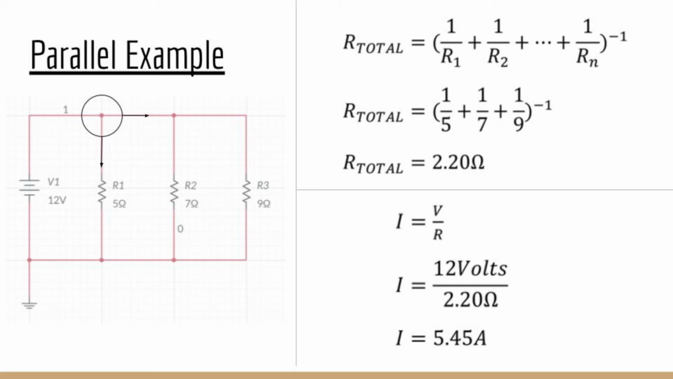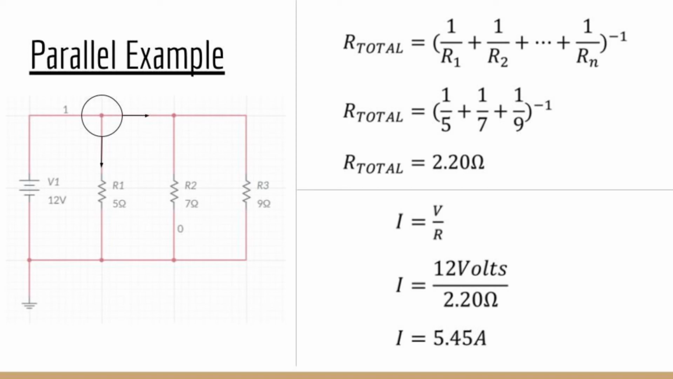For resistors in parallel, the overall resistance is the reciprocal of the sum of reciprocals of the individual resistors. That is, in this example, (1/5 + 1/7 + 1/9)^-1, which is all to the power of negative 1. This results in 2.2 ohms.